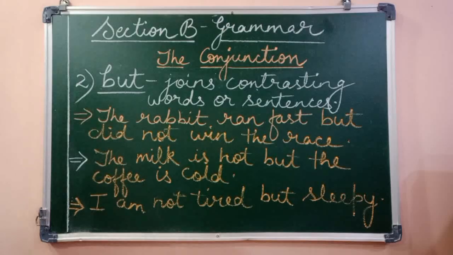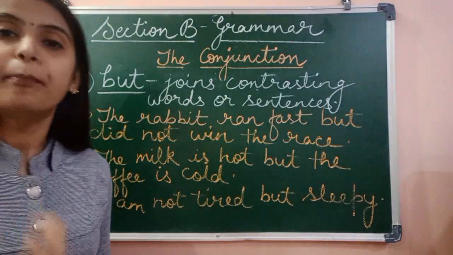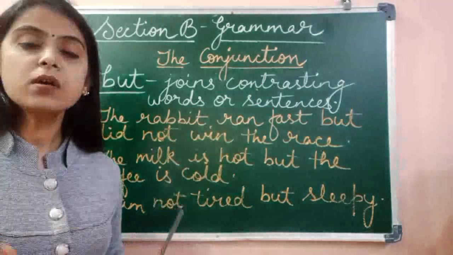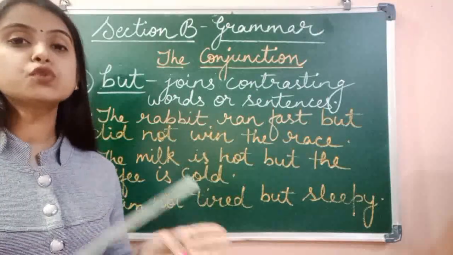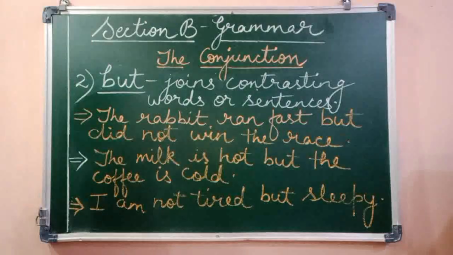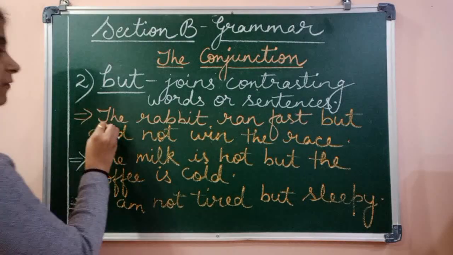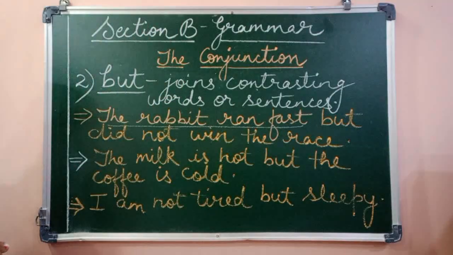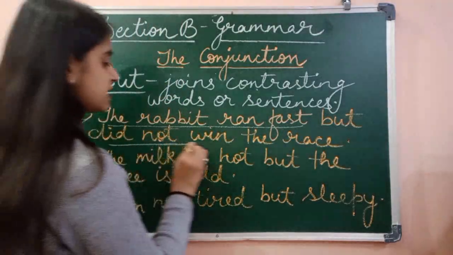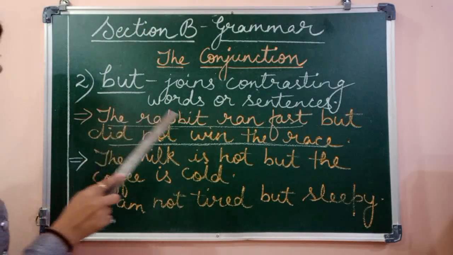The second conjunction that we are going to learn is but. It is written on the board clearly that but joins contrasting words or sentences. Now children, contrasting means opposite ideas. So when we talk about two opposite ideas, those two sentences that show two opposite ideas are joined using the conjunction but. For example, the rabbit ran fast. This is one idea, but did not win the race. This is contrasting to this idea. Contrasting means opposite to this. The rabbit ran fast.